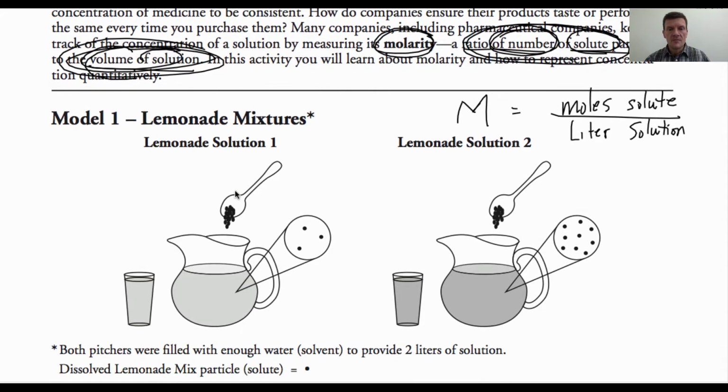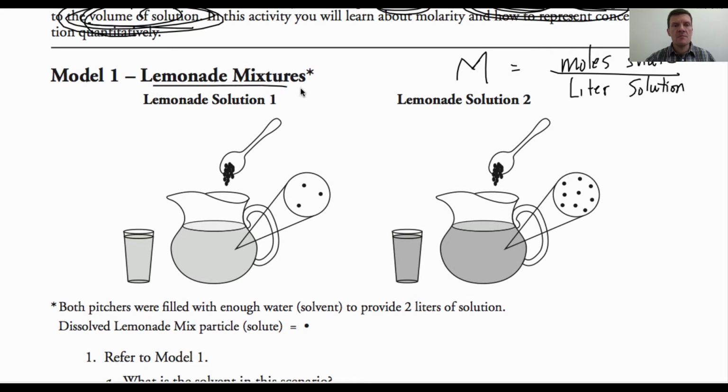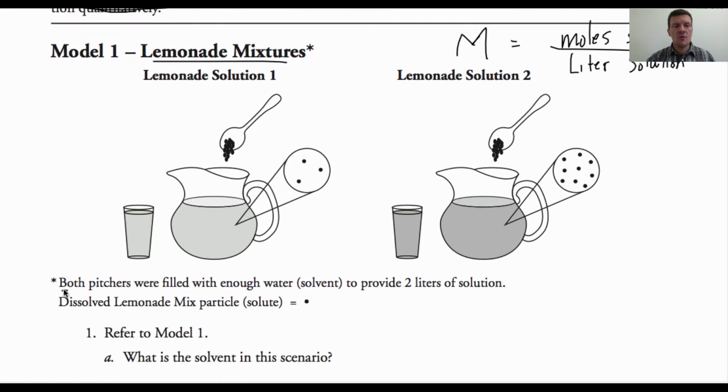Let's dive into model 1 here. It gives us different lemonade mixtures, and we are told here that both pitchers were filled with enough water, the solvent, to provide 2 liters of solution. Then it says here, lemonade solution number 1, we added whatever the mix is to make your lemonade, and lemonade number 2, we added some of the mix as well.